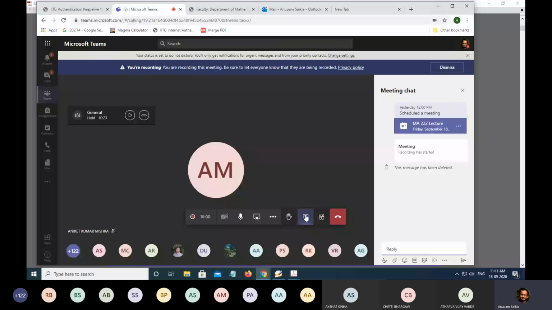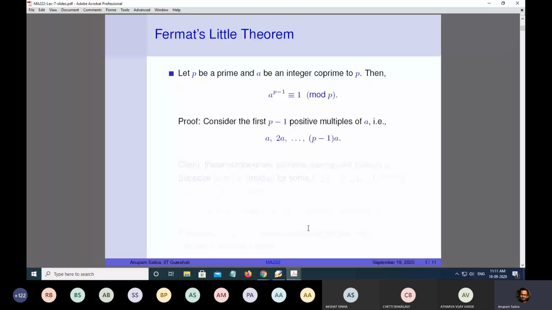Okay, so how do I show this? That these numbers are pairwise incongruent modulo p. For example, if I take the prime 7, it will mean that 2a and 3a, or 2a and 4a, or 2a and 5a, or 2a and 6a, or 2a and a, are incongruent. So if I subtract, we will not get a multiple of 7.